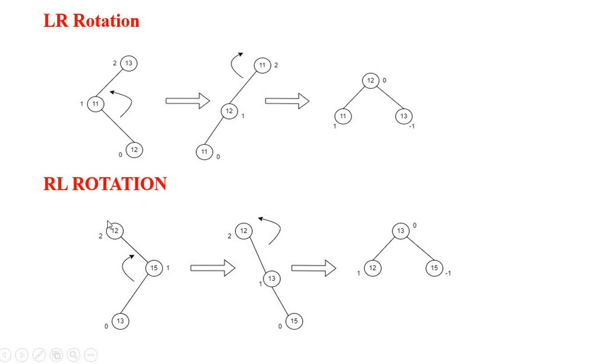And the next rotation is RL rotation. RL rotation means first we have to perform a right rotation, and then a left rotation. So look here, first I am performing one right rotation, which means 13 comes to the top and 15 comes next to 13, and then we are performing one left rotation.